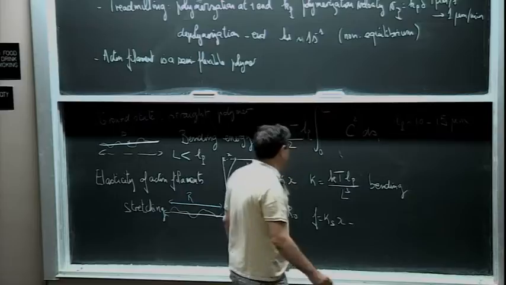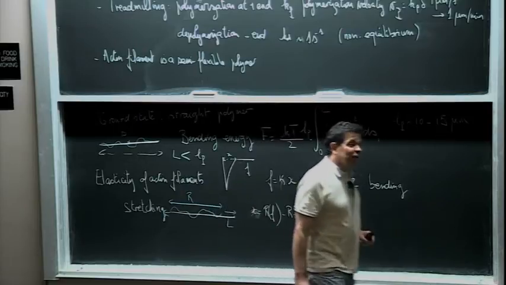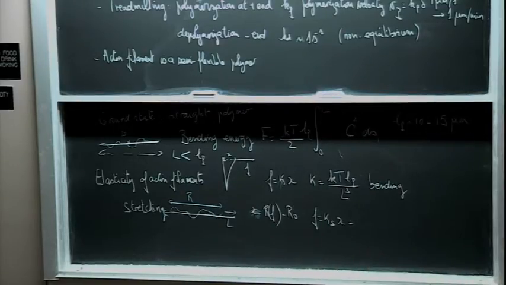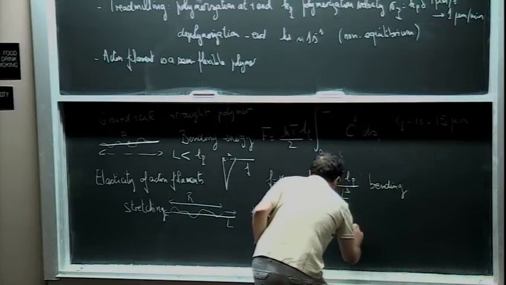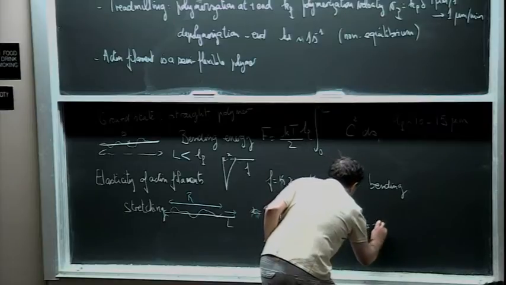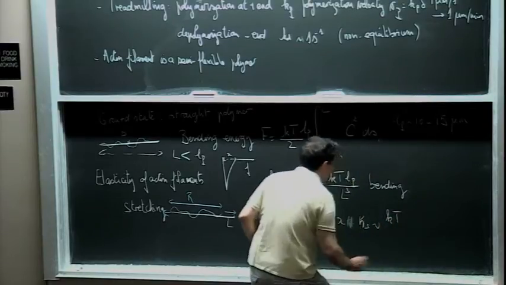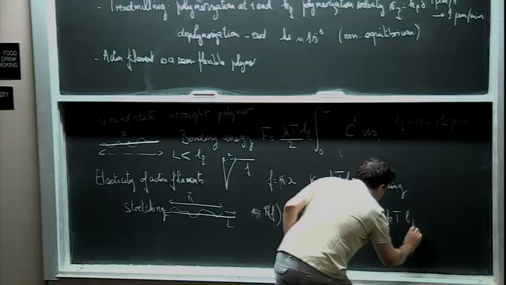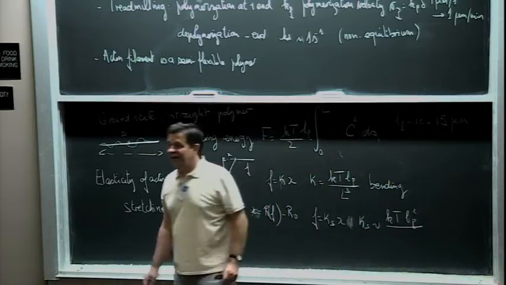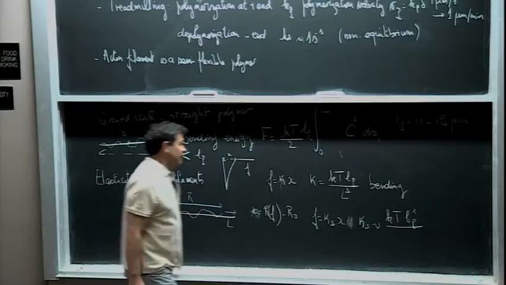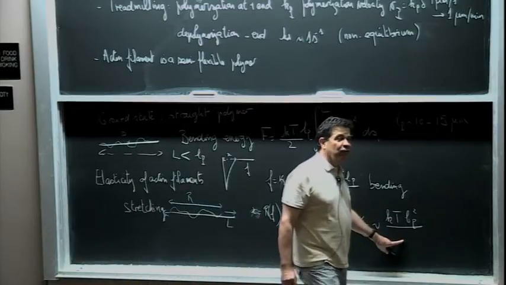Now, I have to guess what I put for kappa. It turns out, and I will tell you in a minute how you get that, this kappa stretching is proportional to LP squared. So there will be kT, that is LP squared. And then you have to divide by the right power of the length of the filament. So you have 2 power here, you have to put 4 on the bottom.